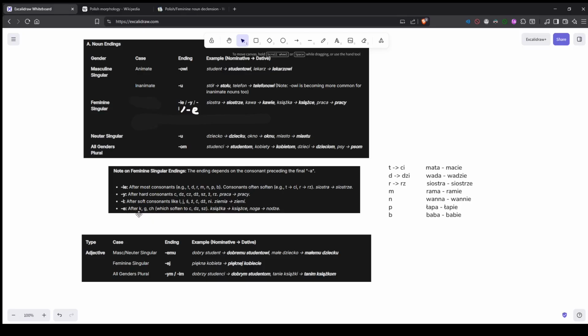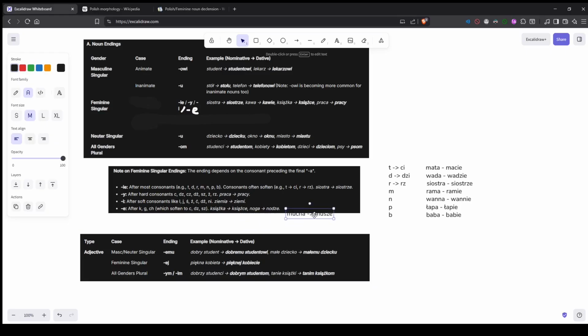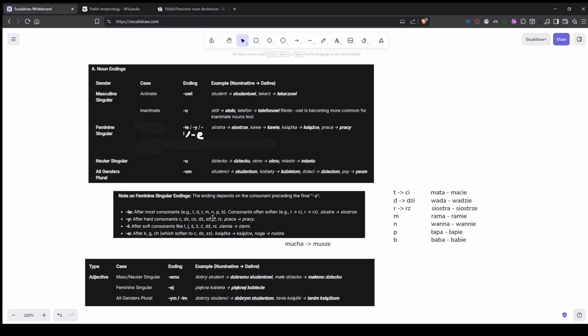And the last group, k, g, h, which soften to c, z, sz. Okay? Then just the ending i. So książka, and the last one is k, książce. Książka, książce. Noga, nodze. And for example, the word mucha, musze. Okay? So these are all the groups, and that is the feminine singular endings.